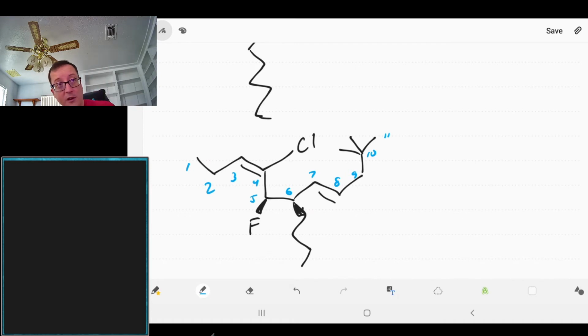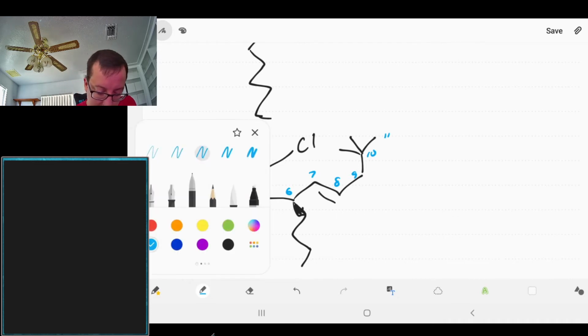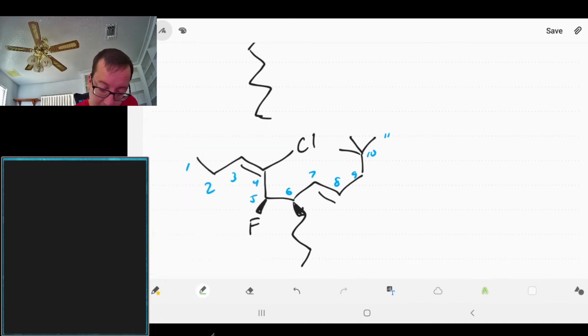Remember, we don't start at carbon 9 and say, oh, that's a T-butyl group. It is a T-butyl group, but it's part of our long chain. So we can actually get 11 carbons out of this. That includes both our alkenes. If we start numbering it this way, we can do that. However, one more rule for us.